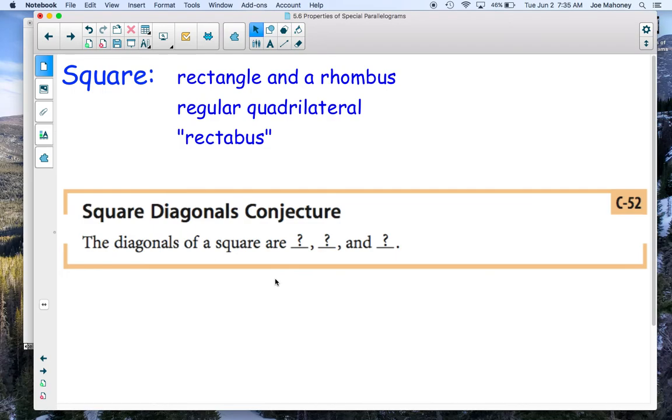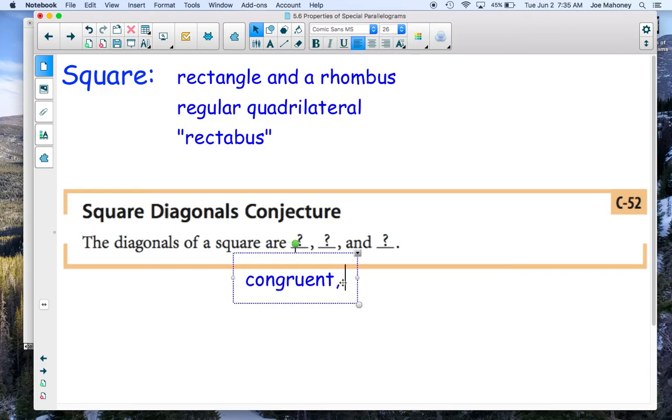But anyway, so let's talk about the diagonals of a square. If I combine the three conjectures I just did before to talk about the diagonals of the square as diagonals of rectangles and rhombuses, I know the diagonals of a square are congruent because it's a rectangle. So let's throw that first one up there. We'll write it all in one big thing. We know that they are congruent. We also know because it's a rhombus that they're perpendicular.